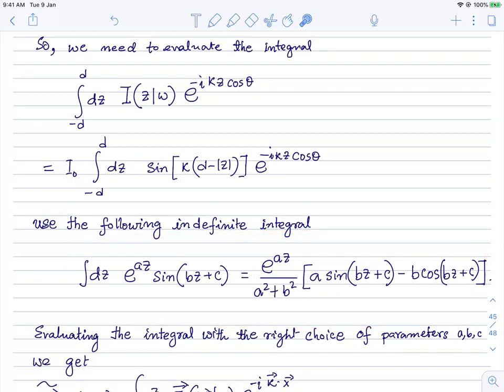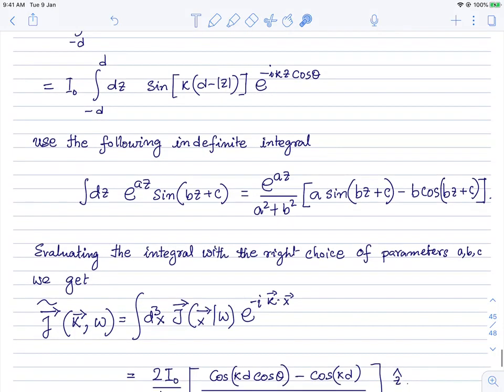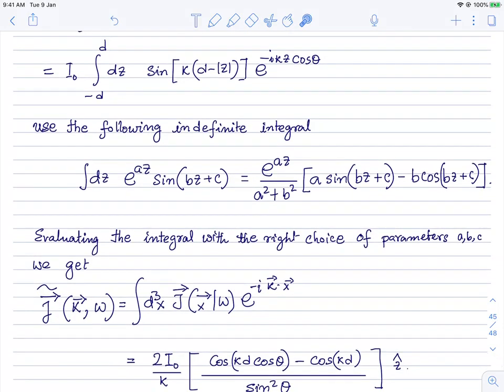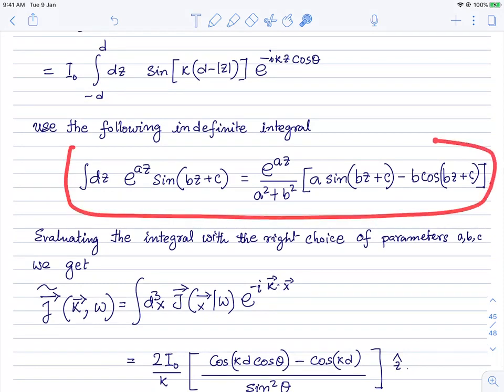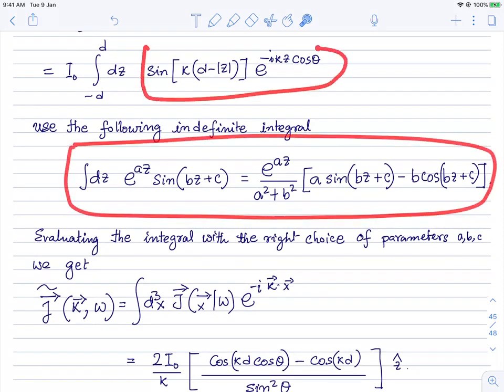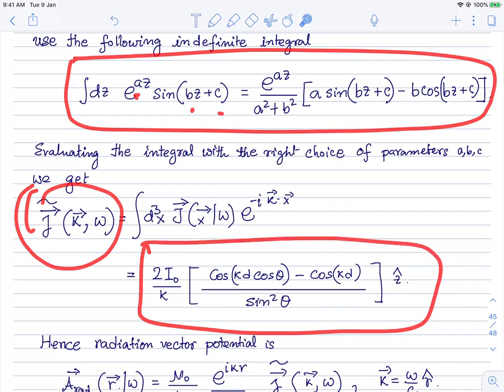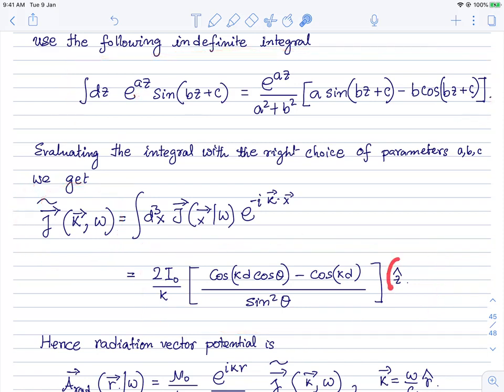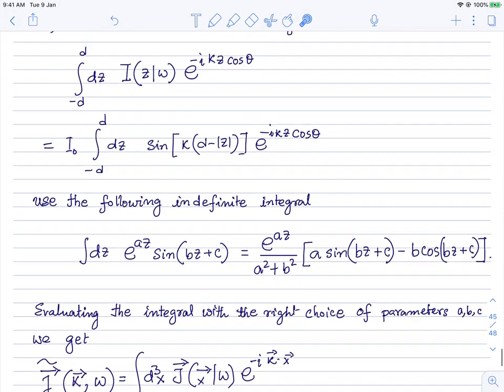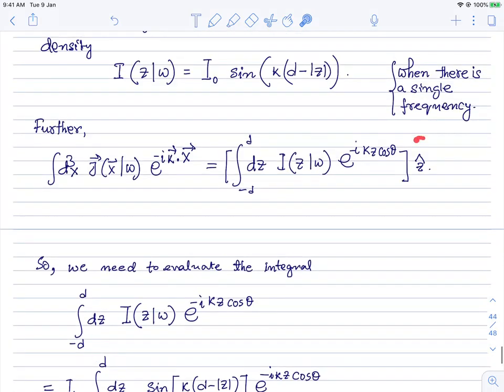Okay, and this quantity you can just take and plug in the respective values of a, b, and c from this integral, and then this integral can be evaluated. The Fourier transform is evaluated and it's found to be of this nature. Okay, it is of course along the z direction, because this original thing was along the z direction.